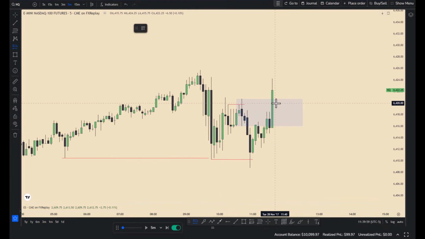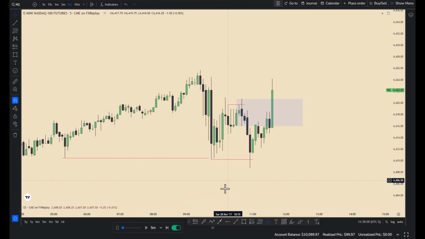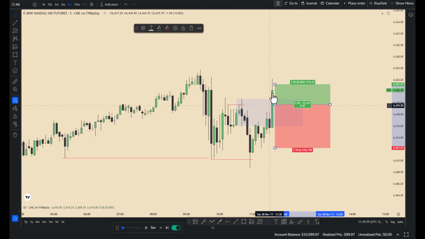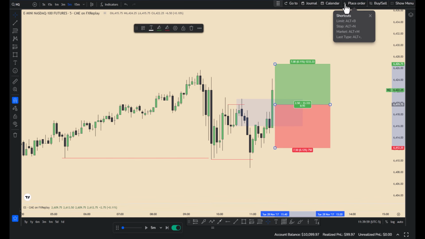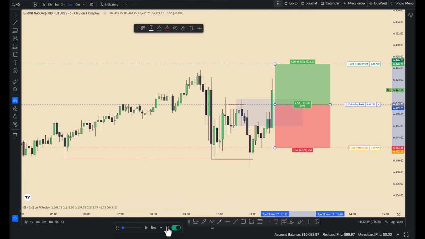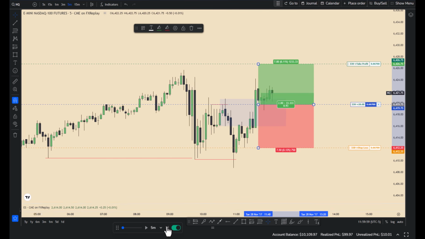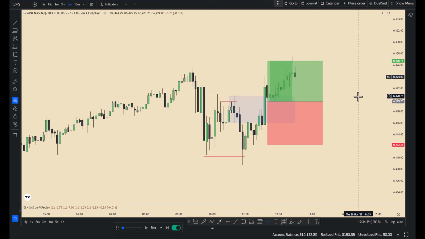Let's see if we're gonna get maybe something like this. Stop loss here. Let's see. Place order. Limit. Beautiful, another winner. So pretty much this is the same idea. Yeah, two different trades, but the idea is the same.